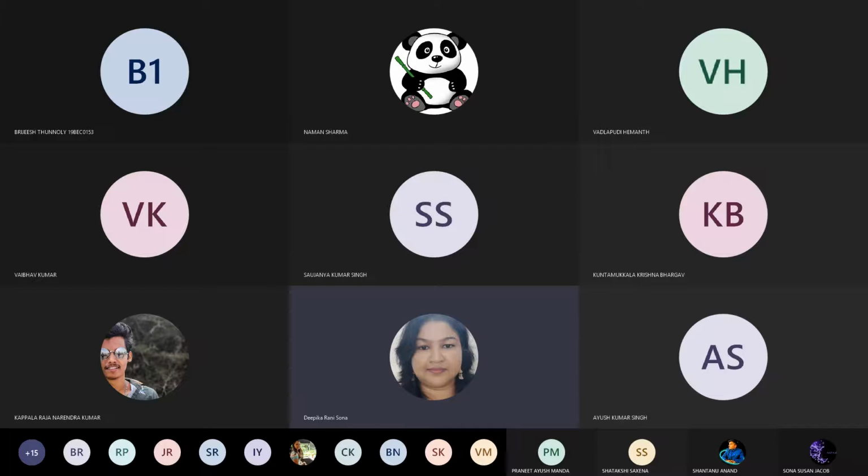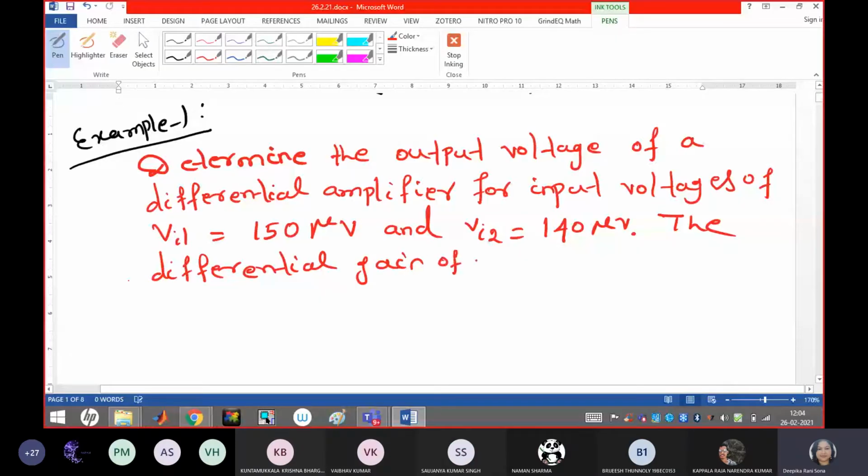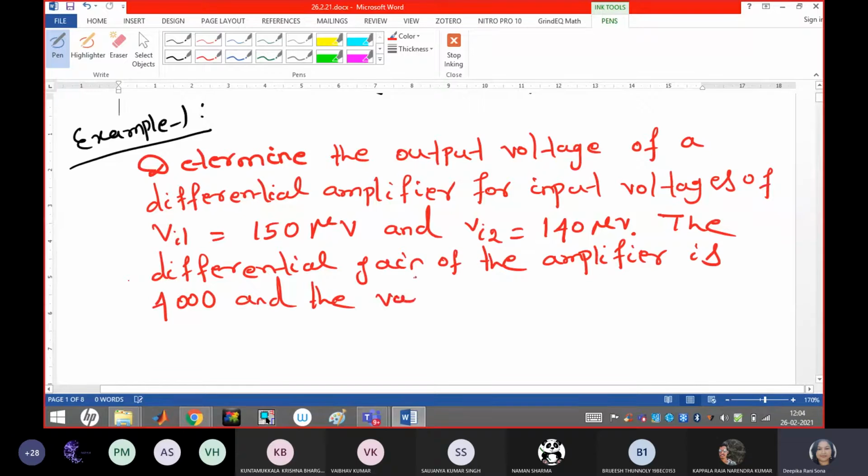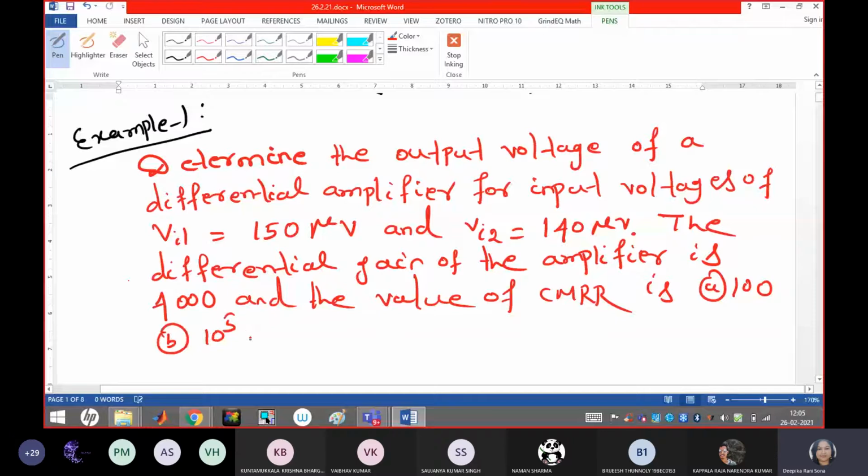So the differential gain of the amplifier is 4000. Okay, and the value of CMRR is 100 for case A, and for case B it is 10 to the power 5.